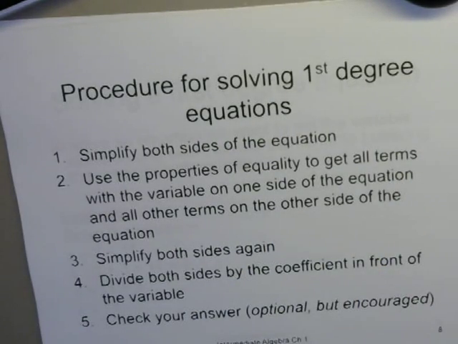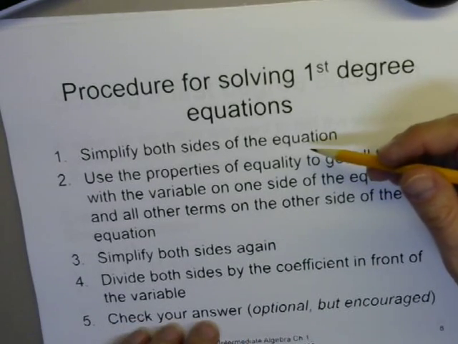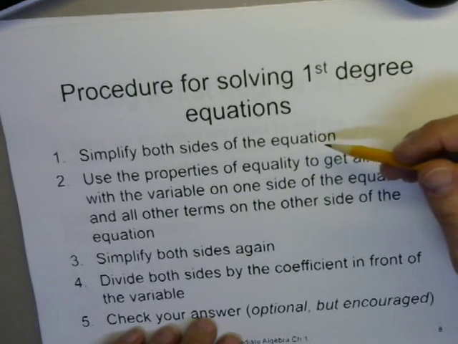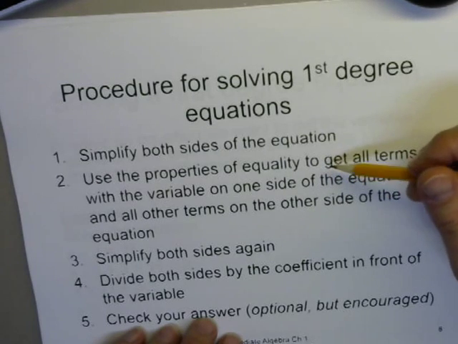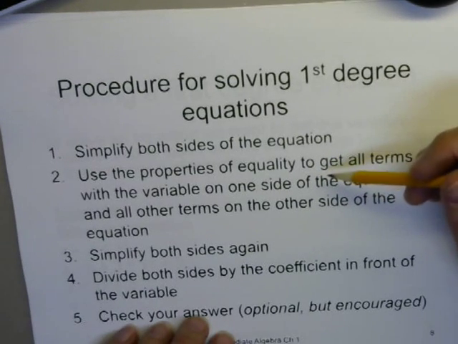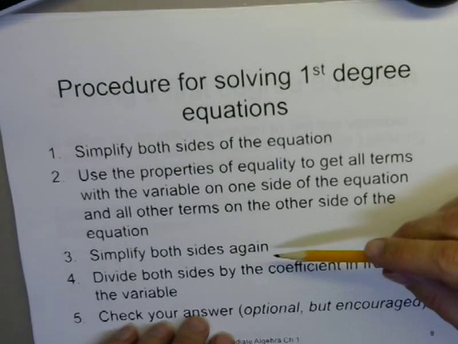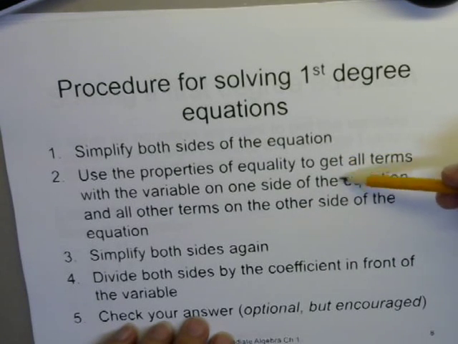So here's the procedure for solving first degree or linear equations. The first thing you want to do is simplify both sides of the equation. That might involve combining like terms or getting rid of parentheses. And then use the properties of equalities to get all the things with the variable, in other words, all the things with like x on one side of the equation, and all the things without x on the other side of the equation. Then you might have to simplify both sides again. So again, you might have to combine like terms. And typically with step 2, you really want to just add and subtract to both sides.